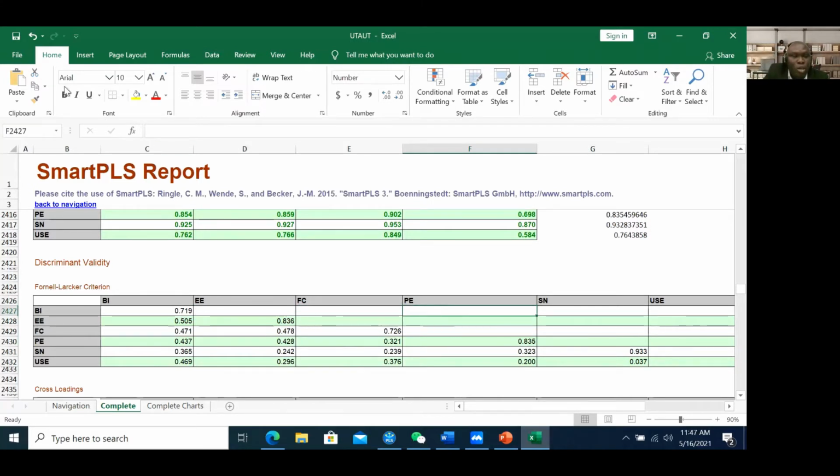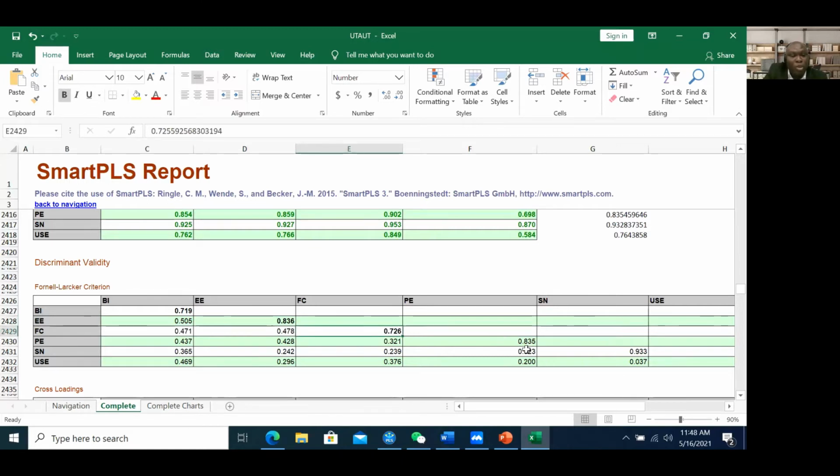The next one, let me highlight this. When you come to 0.836, it has to be greater than what is over here, 0.505 and its adjacent loadings. So the EE has also met the criterion. When you come to FC, it also has to be greater than its adjacent loadings. So this has also been met.